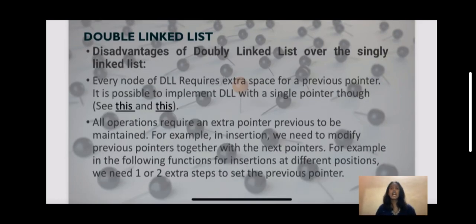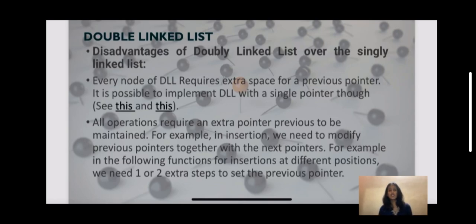Now, what are the disadvantages of a double linked list over the single linked list? How is a single linked list more efficient than the double linked list? Every node of a double linked list requires extra space for the previous pointer and for the next pointer. It is also sometimes very difficult to store your previous node and the next node. It is very complex, not an easy code to handle.